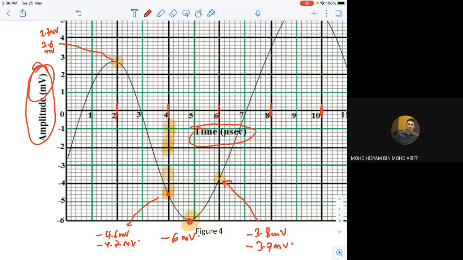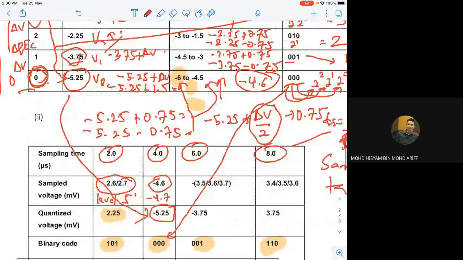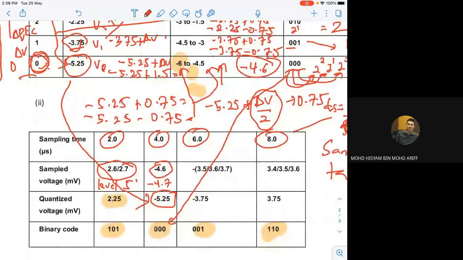Remember what is the function of PCM? Convert analog signal to digital. That's why, if you are scared, what am I doing? Oh, now I understand. We want to assign the voltage and also convert from analog to digital. That's all. Okay, now you take 3.8, 3.7, you put here. On the sampling table, 3.5, 3.6, 3.7, no problem. Okay, negative, negative 3.5, negative 3.6.